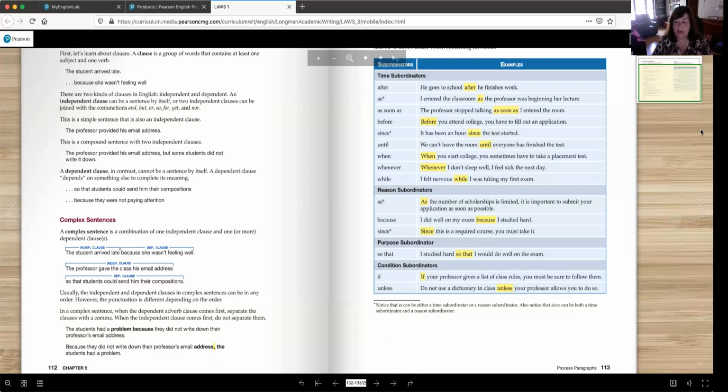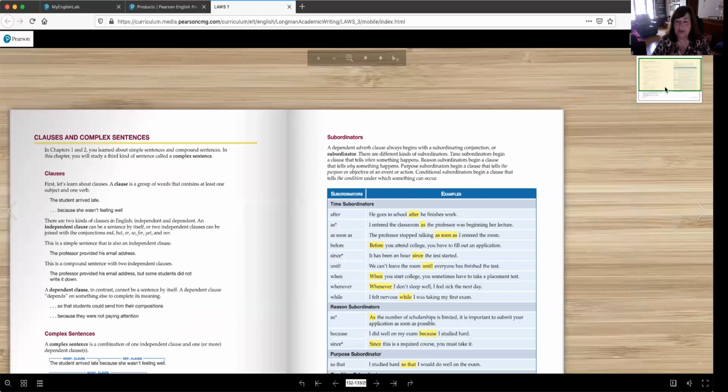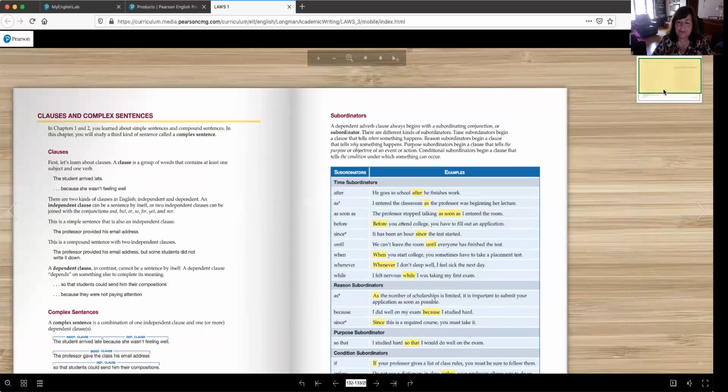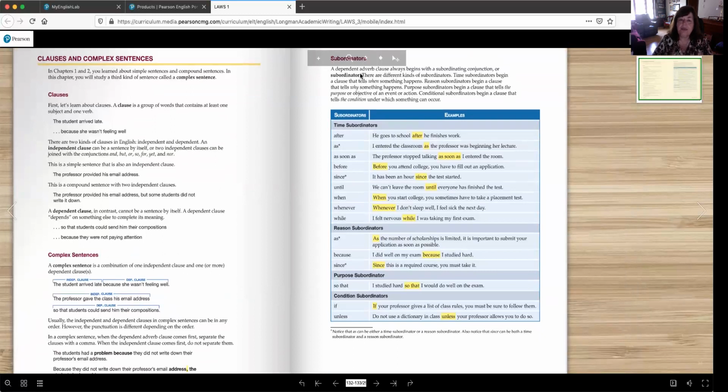This is page 113. And here we have a list of subordinators. Subordinators are the words that you see in complex sentences, and we have a number of them, and they mean different things. So let's read. It tells you that a dependent adverb clause, okay, and you know what, don't even worry about that. I don't want to confuse you. Let's just go with a dependent clause. A dependent clause always begins with a subordinating conjunction or subordinator, okay? So these words here are all what we call subordinators, and you'll see they have different uses.